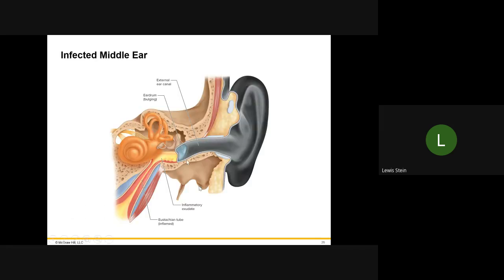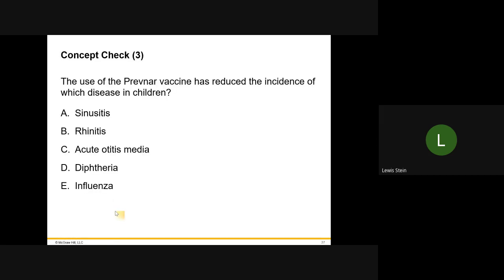Here you can see where the fluid would accumulate in and around and cause that eardrum to bulge, and that's the problem. Sometimes people have narrowed canals. When they're inflamed, they get more narrow. Again, they're not nearly as declined or pointing downward as this one is. And so Prevnar is a vaccine that's suited to this.